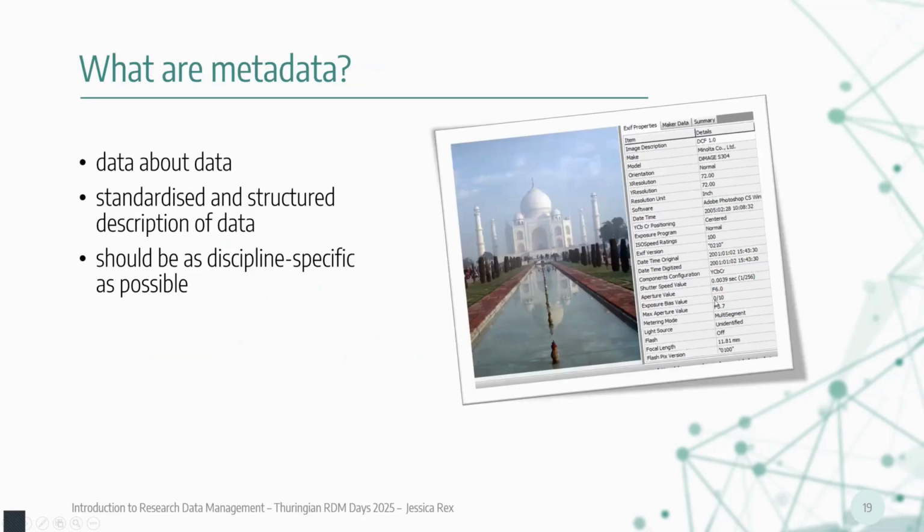Now, next, I want to show you the definition of what metadata are, because the section is documentation and metadata. So metadata are data about data that come in a standardized and structured format. So they're basically a standardized and structured description of your research data, and they should ideally be as discipline specific as possible. You can see on the right-hand side there is a picture of the Taj Mahal, and then there's some metadata on the side about that picture. So that's kind of the idea.